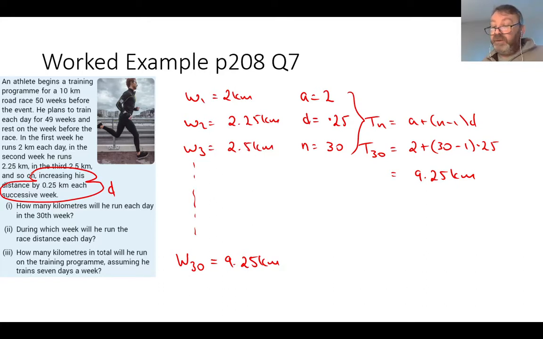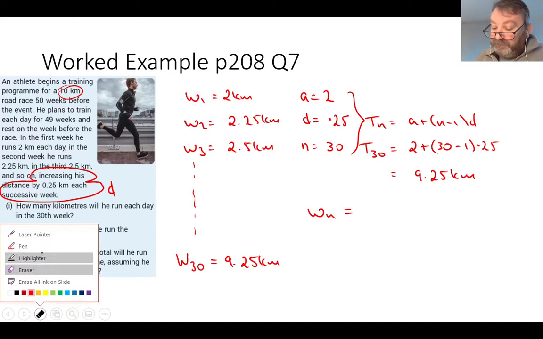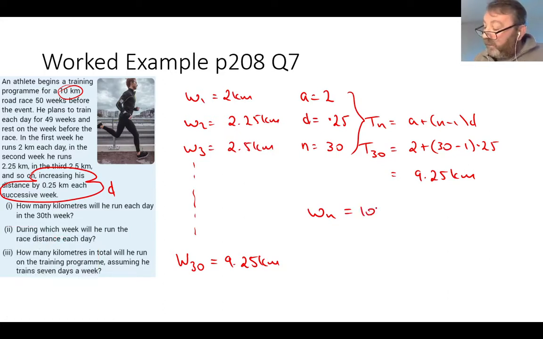Now, first of all, what's the race distance? The race distance is 10 kilometers. So I want to find out in week N, he'll be running 10 kilometers. So week N, because we don't know what the week is, he'll be running 10 kilometers. So again here, I'm going to use the T of N formula. A plus N minus 1 times D is equal to 10.